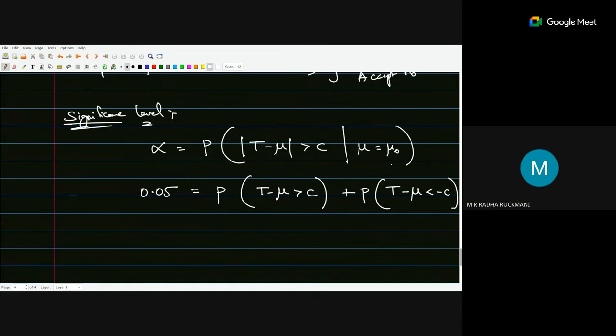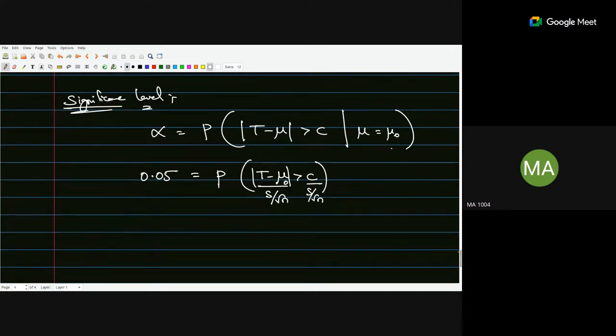Sir, why can't we use what we usually do in the z-test, like t minus mu divided by the standard deviation by root n? You can. What you can do is, with the modulus, ultimately you are going to open the modulus, right? Yes. So you can do s by root n, and this will be mu naught. Okay, so this is the probability, and I know s, I know n, I know mu naught. I know everything except c.